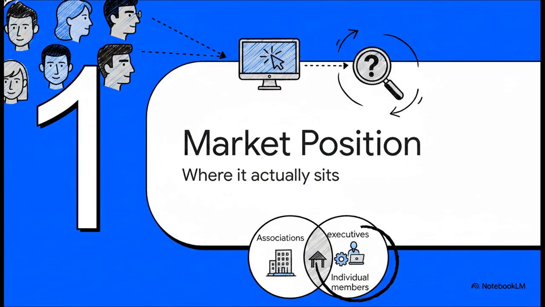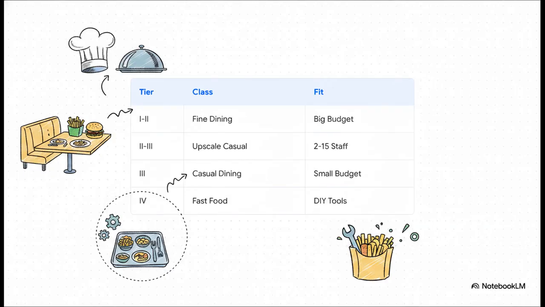All right, Section 1, True Market Position, where your membership actually sits. We really have to pinpoint exactly who this software is built for so you don't make the common mistake of overestimating its capabilities. In the association software ecosystem, it helps to think of your membership a bit like an upscale casual restaurant. It's definitely not a basic do-it-yourself fast food tool, right? But it's also not a highly customized, fine dining enterprise system.